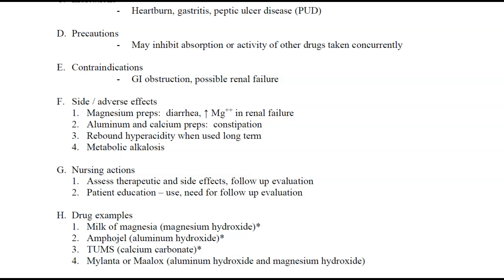Now, the drugs that you have to remember, the ones with the asterisk, so you need to know your prototypes. So you have milk of magnesia, also known as magnesium hydroxide. You also have Amphojel, or aluminum hydroxide, Tums, or calcium carbonate, and Mylanta or Maalox, which is aluminum hydroxide and magnesium hydroxide. As you can see, the main ingredients are your electrolytes, right? You have magnesium here, aluminum, calcium. Here you have aluminum and magnesium.